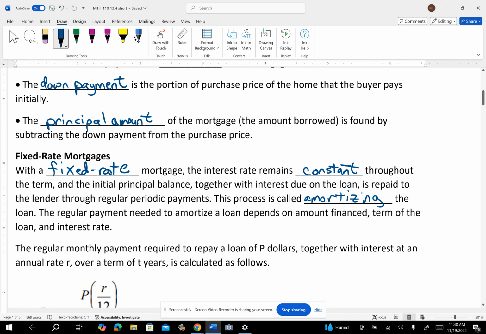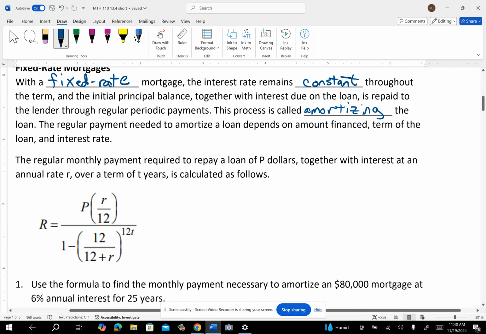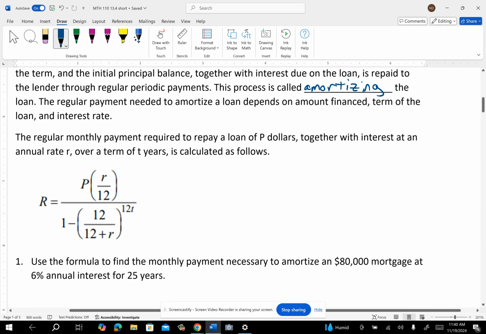All right, now there is a formula. You'll be given the formula. You don't have to memorize that. You just need to know how to plug it in. And it uses some of those same letters that we had back in previous sections. The monthly payment is found using this formula. So the P is going to be the principal, or how much you borrowed. The R is going to be the interest rate written as a decimal. T is going to be the term of the loan. And if we use this formula, we'll come up with what the monthly payment would be.